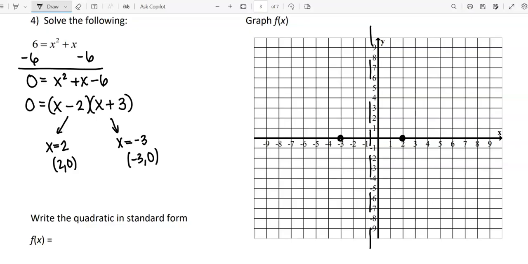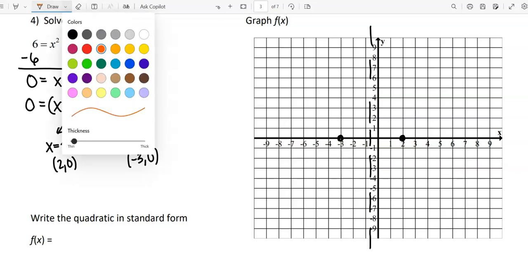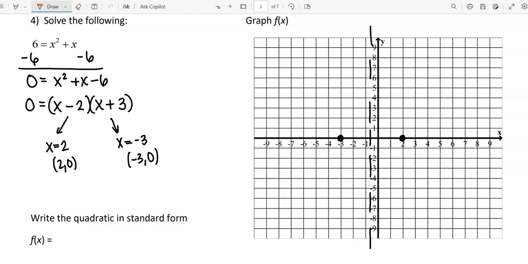Do we know what the vertex is? No. Do we know what the y-intercept is? Can we find the y-intercept real fast? Ooh, it does have to start with -1/2, yep. Let's go back and find our y-intercept. Where's that at? Isn't it usually in standard form? Where's standard form? Ooh, it's right here, right? There it is.